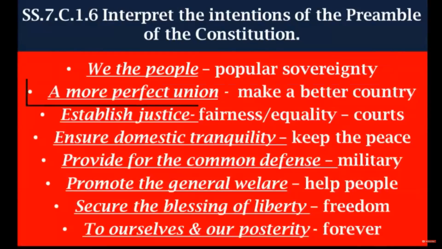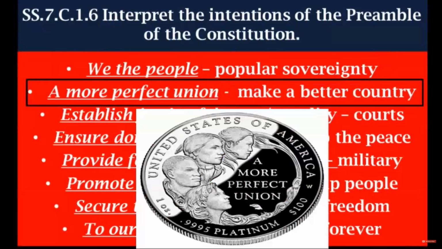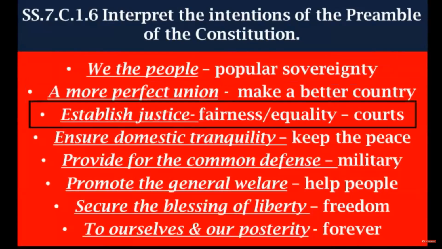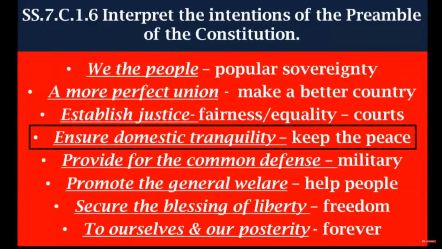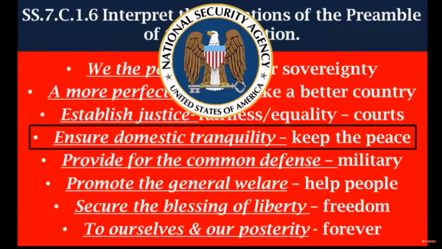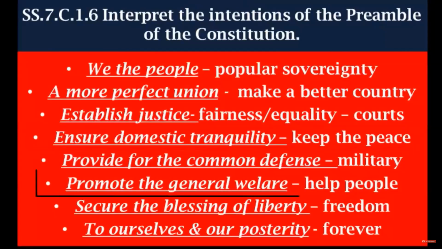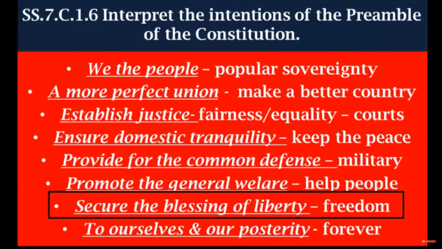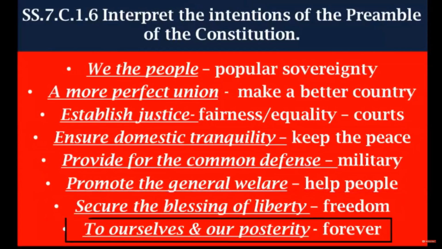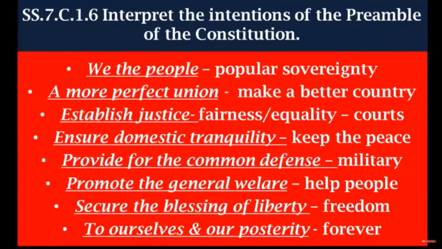Next, in order to form a more perfect union, remember, union is the United States, so this is the goal to make a better country. Establish justice means to make a fair country. Ensure domestic tranquility. Remember, domestic means inside the country, and tranquility means peaceful. So this goal means to keep the country peaceful. Promote the general welfare means to make sure that the people are healthy and happy. Secure the blessings of liberty means to provide freedom to ourselves and our posterity. Posterity, again, means future generations. So this Constitution was for them, but for the future of America.